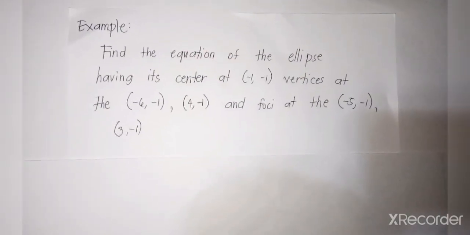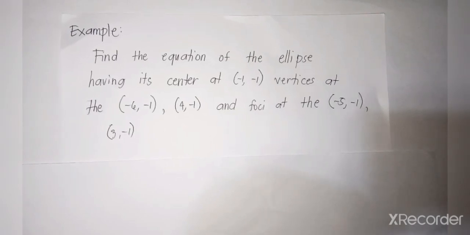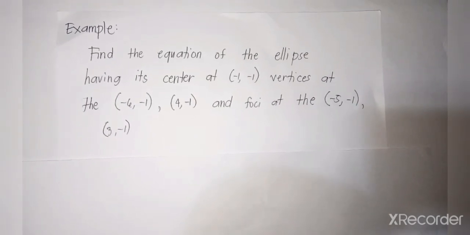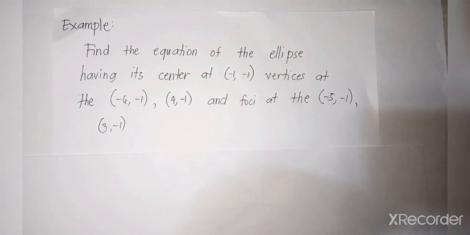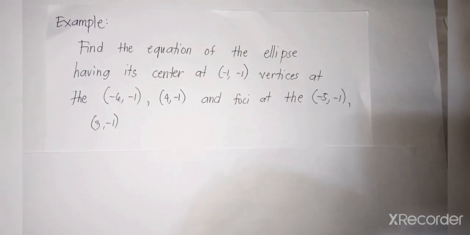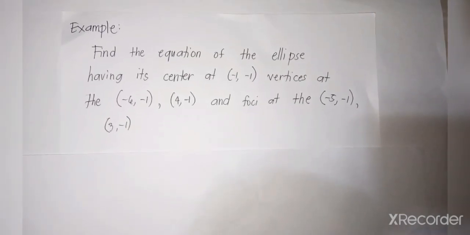Since we already know the equations of an ellipse whose center is at h and k, now let's try an example for further understanding. Example: find the equation of the ellipse having its center at (-1, -1), vertices at (-6, -1) and (4, -1), and foci at (-5, -1) and (3, -1). First step is to graph it, and the graph looks like this.